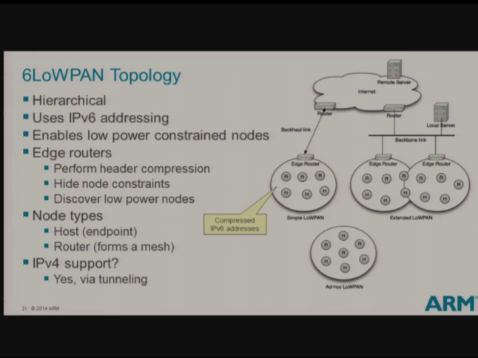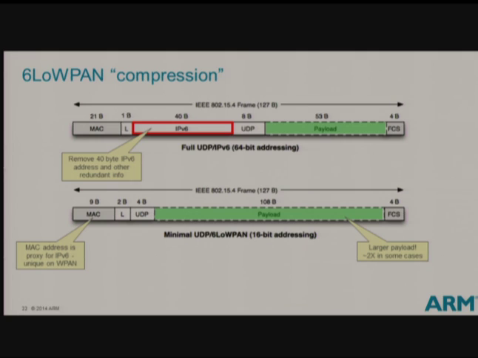So 6LoWPAN is IPv6, but it doesn't preclude the use of IPv4. Here's a cartoon showing the way the compression actually works. Well, let me back up a little bit. That is an 802.15.4 frame, and they're 127 bytes in length. The IPv6 header is 40 bytes. You know, it's like a third of the packet. So we've got to get rid of that in order to get better use of our 127 byte frame. And so when we say compression, well, that's what we do. It's not really compression. We just get rid of the whole thing.